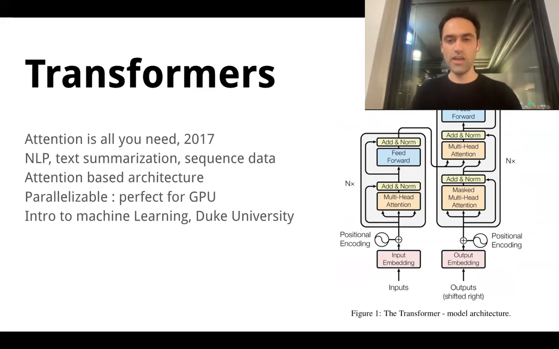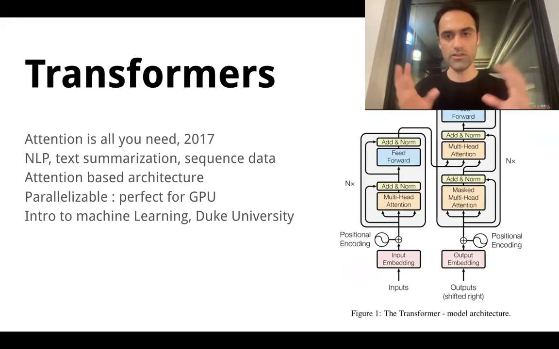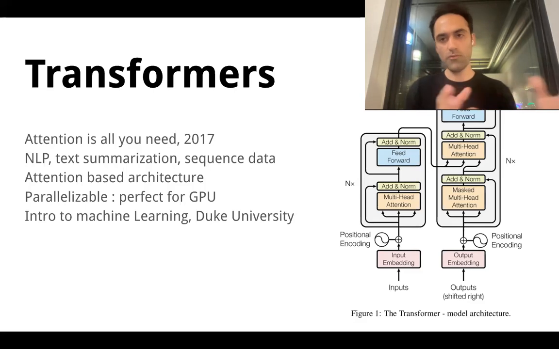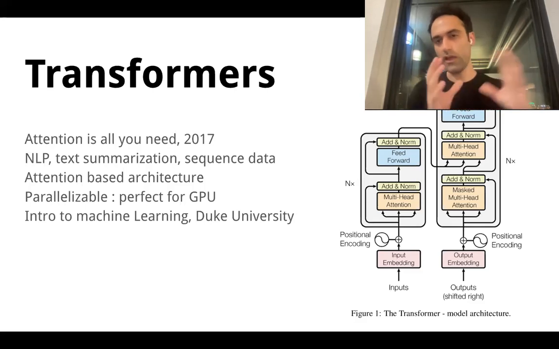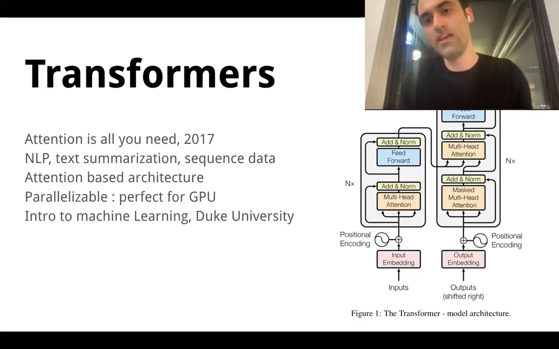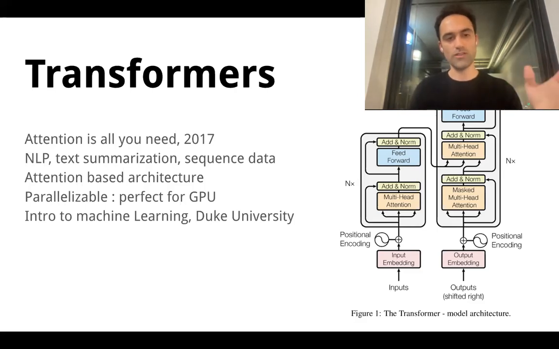The next one, if I have to say one technique that dominated the machine learning industry in the last few years, is definitely transformers. Transformers started in the 2010s. If you want to give it a date, you can probably date it to 2017, the paper Attention is All You Need. That's where transformers got really big and became more mainstream. The main usage is for NLP, text summarization, sequencing data, and it's an attention-based architecture.